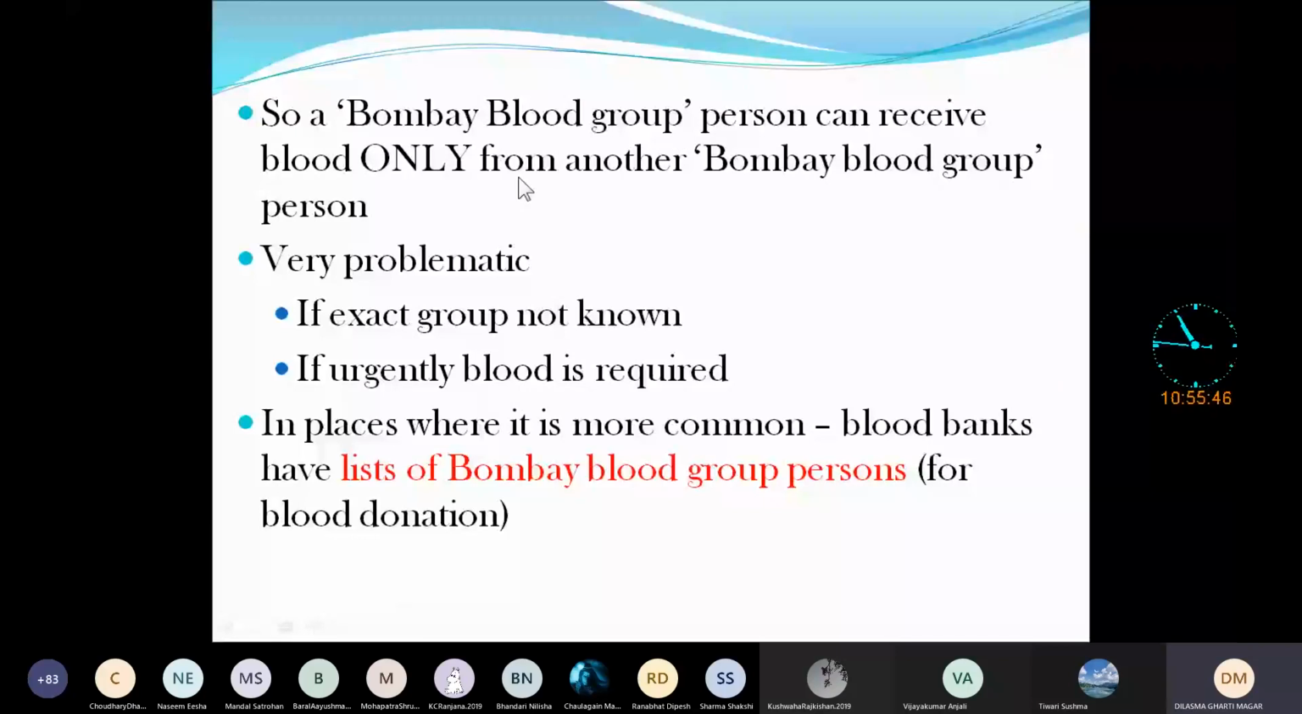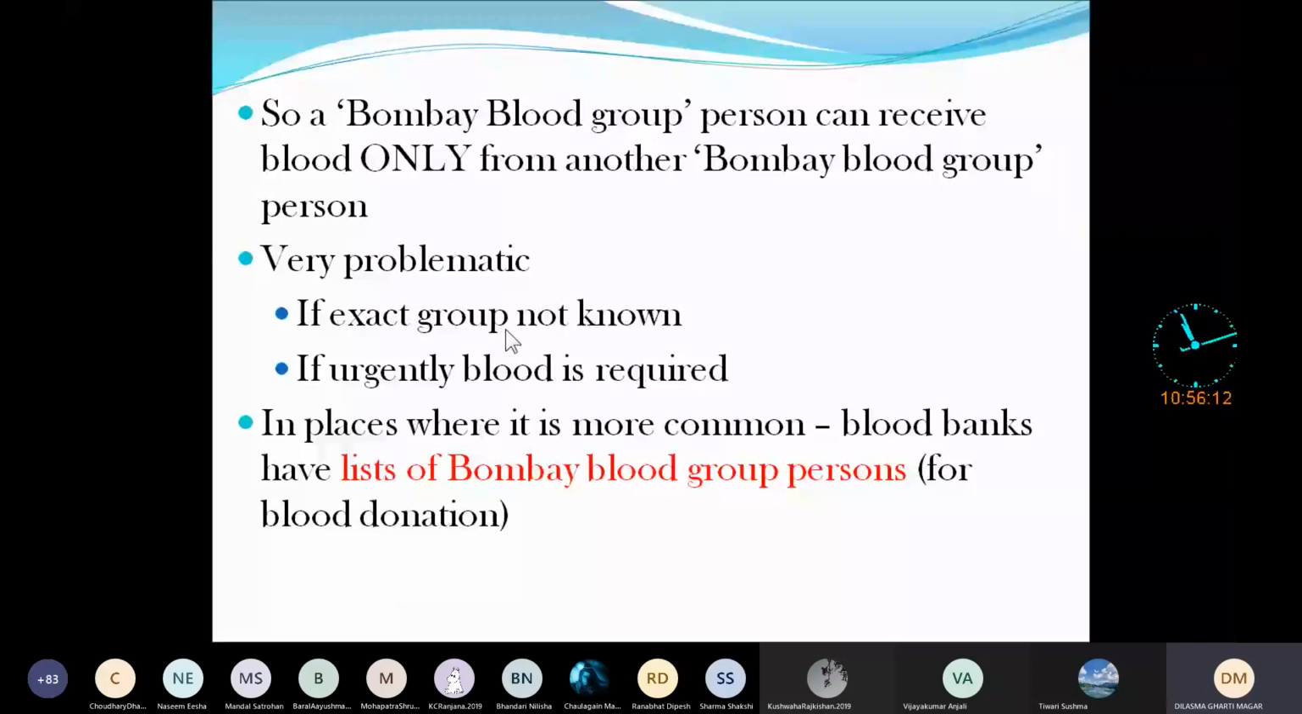So it sometimes becomes problematic, because if the exact blood group is not known, suppose we usually don't test for the H antigen in our blood grouping system, isn't it so? So whenever we do blood grouping of these persons, the Bombay blood group will show as O. That's why it will not exactly show the Bombay blood group. It will be shown as the O blood group.